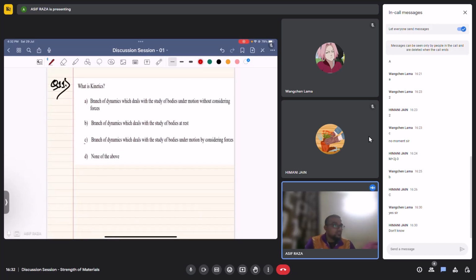Question number 11 is, what is kinetics? Options are: A, branch of dynamics which deals with studies of bodies under motion without considering forces. Option B is branch of dynamics which deals with the study of bodies at rest. And option C is branch of dynamics which deals with the study of bodies under motion by considering forces. And option D is none of the above. Option A by Wang Chen.